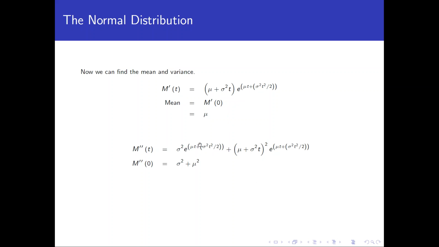Plug in 0, we get mu squared out of the first term, and we get sigma squared out of the first term and mu squared out of the second term. And then we use our variance formula to calculate the variance to get sigma squared.